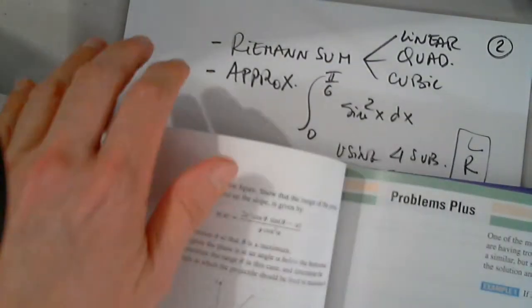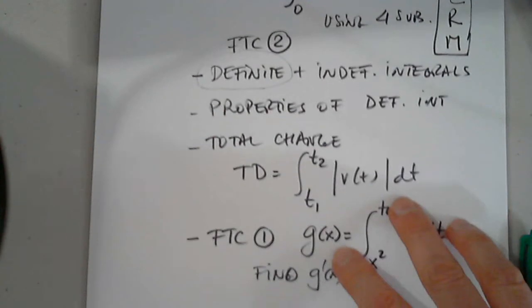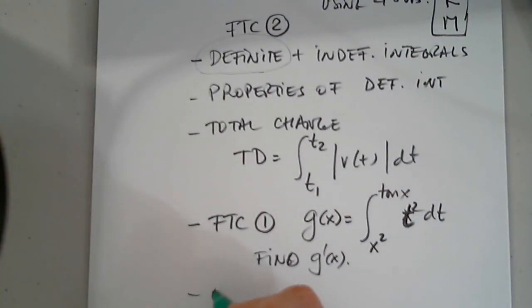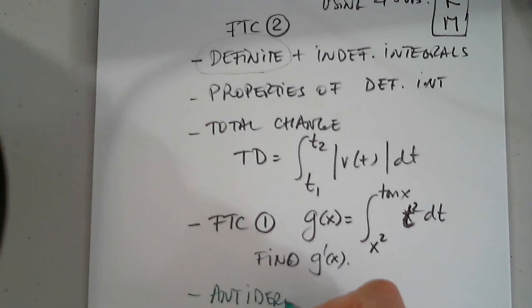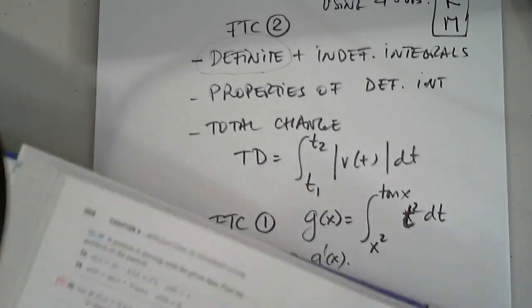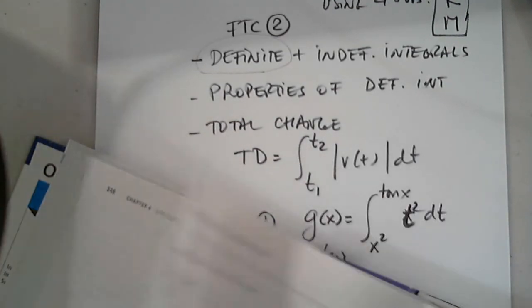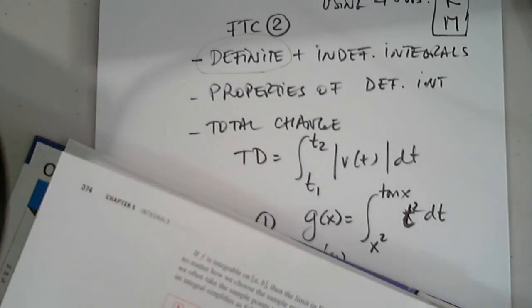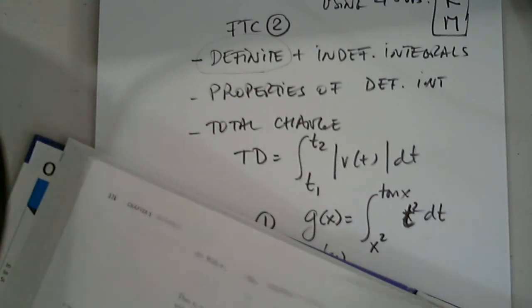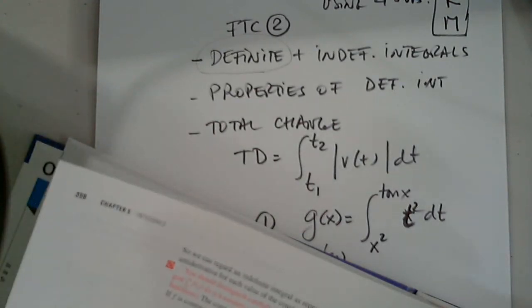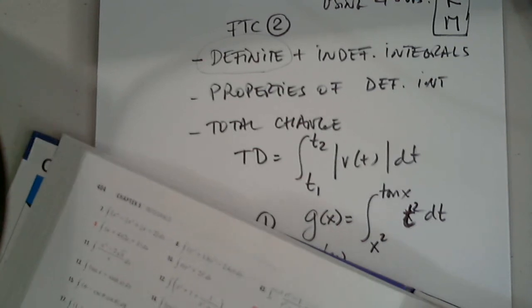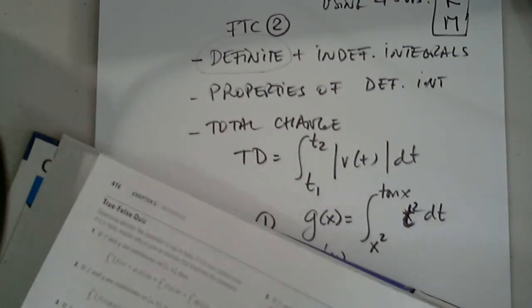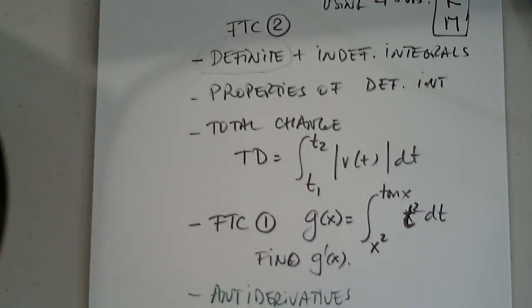So antiderivatives, I forgot, 4.9. They are included. So 4.9, the antiderivatives, 5.1, limit of the Riemann sum, areas with the Riemann sum, properties, definite integrals, indefinite integrals, substitution rule. That's it. There is nothing else. Just to make sure.